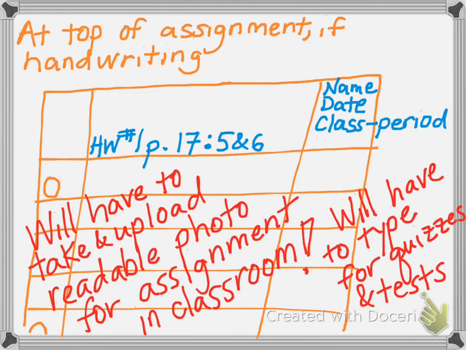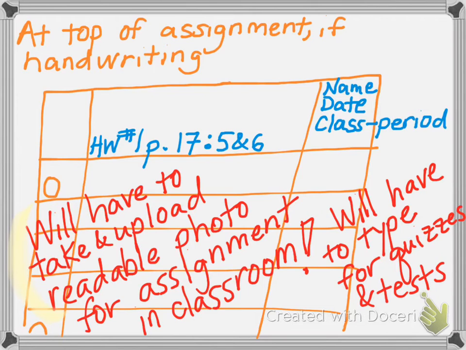The only way both hybrid and virtual learners are turning in assignments is using Google Classroom. So if you choose to handwrite it out, that's fine. But again, you will have to take and upload a readable photo for the assignment in Google Classroom.